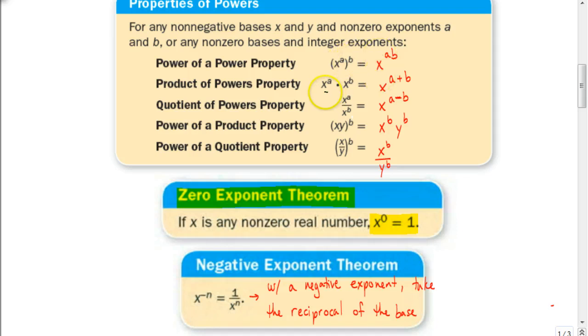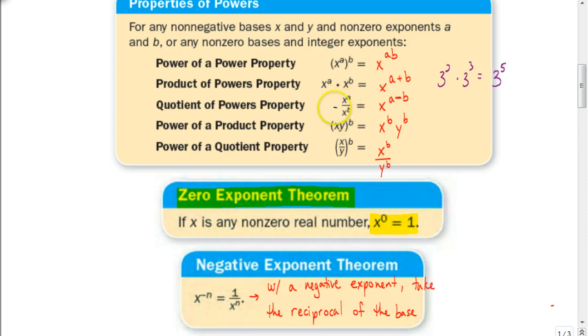The next one is telling you that if you have where you're multiplying and the bases are the same, you don't actually multiply the numbers. What you're going to do is add the exponents. So if you had like 3 squared times 3 cubed, well, the 3 would stay the same, but what we're going to do is add the exponents. 2 plus 3 is 5, so it'll be the same as 3 to the 5th power.